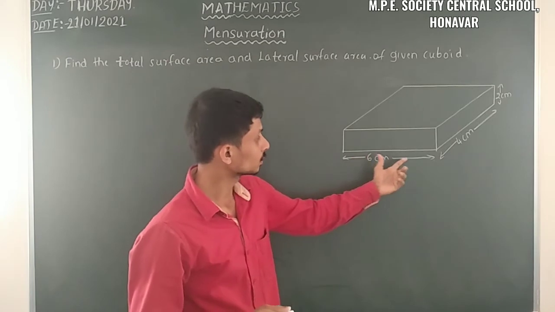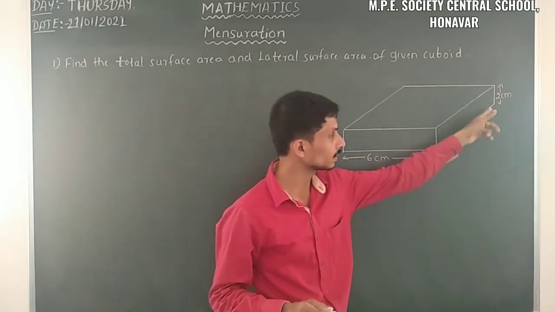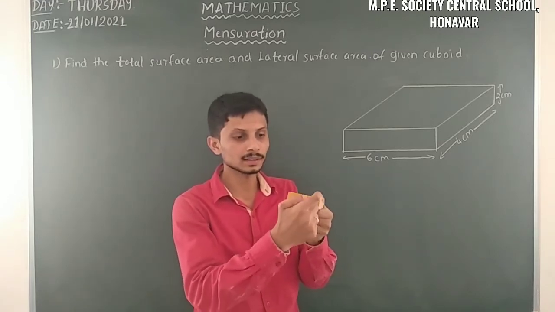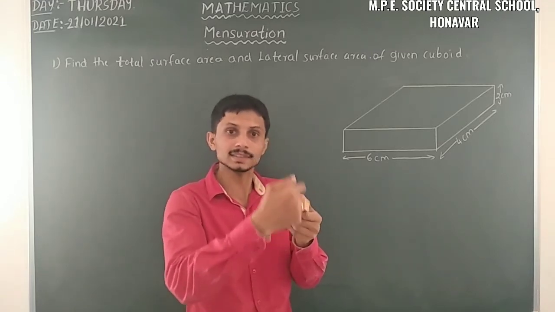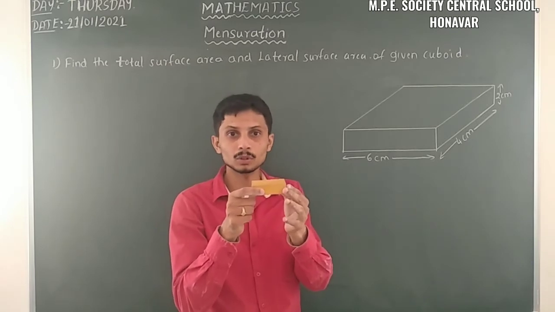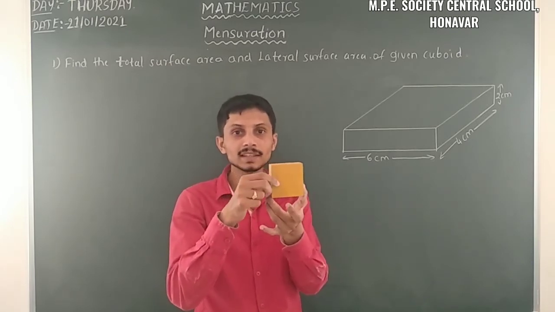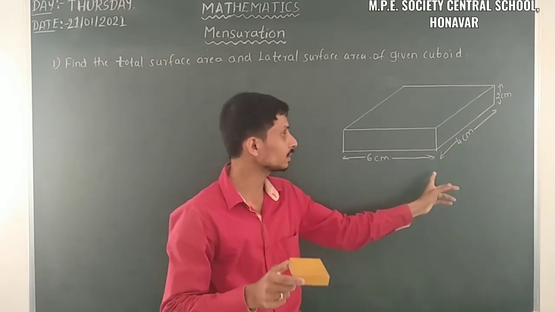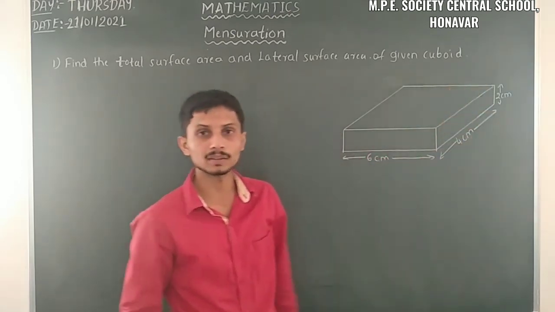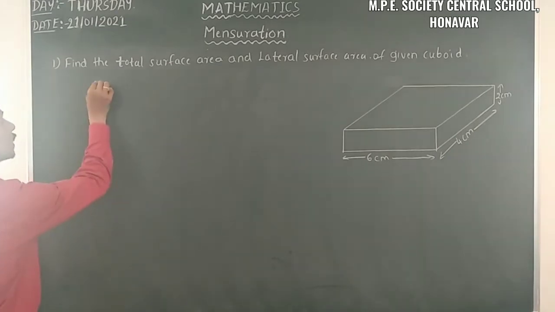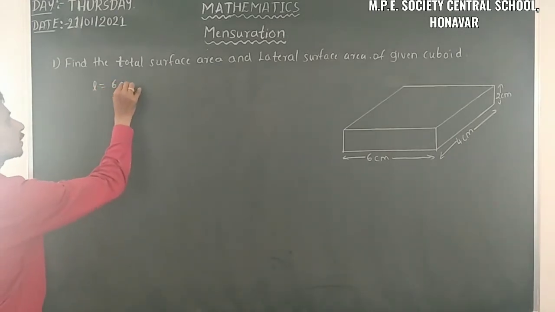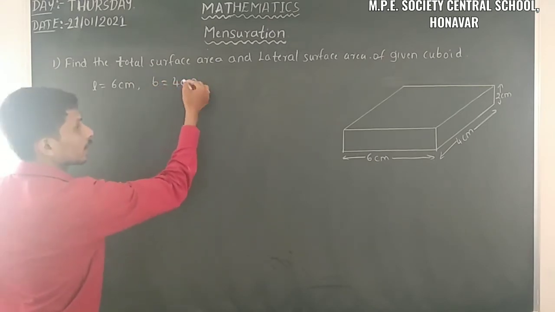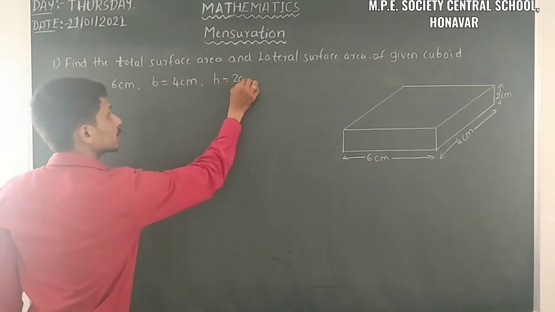Here just observe, this length is given, and this length is given, and this length is given. So this is the length, this is the breadth and this is the height of the cuboid. If you consider it differently, then it changes. But here we consider like this, so that's why here we have the length, here the breadth and here the height. That is, length L is equal to 6 cm, B is equal to 4 cm and H is equal to 2 cm.